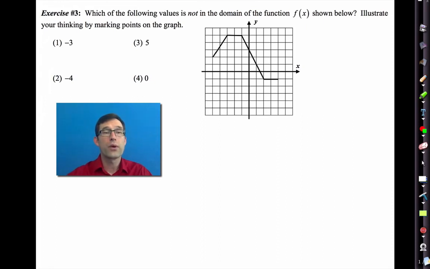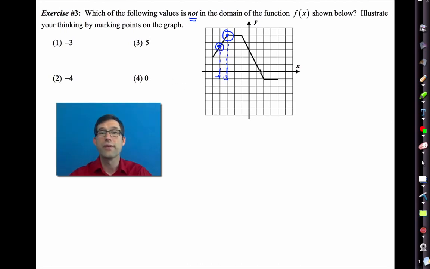So it's important. When working with domain and range, the most essential thing to remember is that the domain is x and the range is y. Now we're talking about the domain here, so I'm going to cross off range. So if negative 3 is in the domain, we should be able to go to x equals negative 3 and see a point. And there is one. So that's the wrong answer because I'm looking for a value of x not in the domain. Let's go to choice 2, negative 4. 1, 2, 3, 4. Here's negative 4, and there's a point. May not be a nice point, but it's a point.